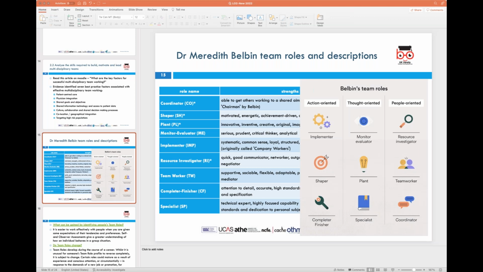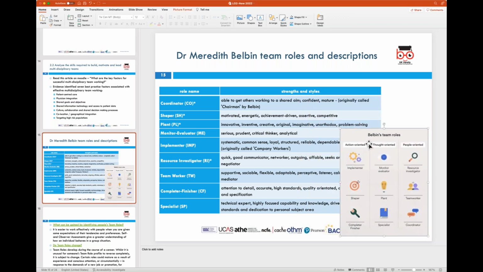He came up with these models, and then he looked at the common elements which could be classified together and then color coded. This color coding came across in these three different types of roles. He defined each role in a bit more detail. When we talk about action oriented, he came up with three different types of roles: implementers, shapers and completer finishers.